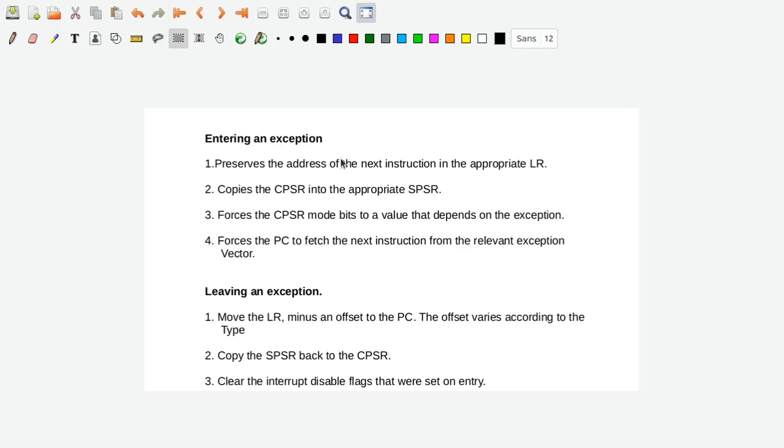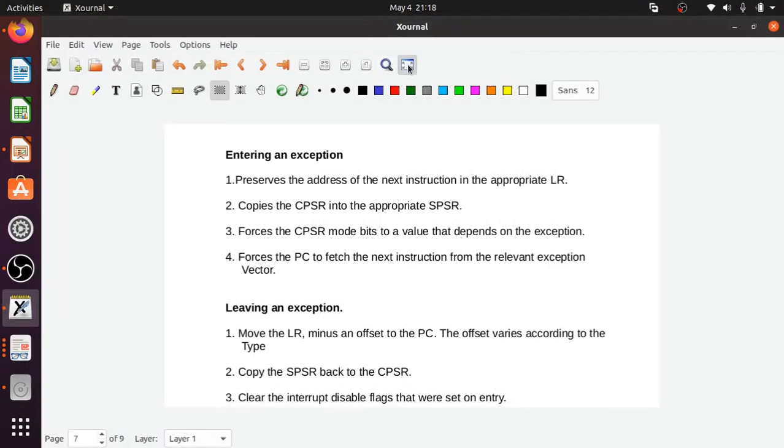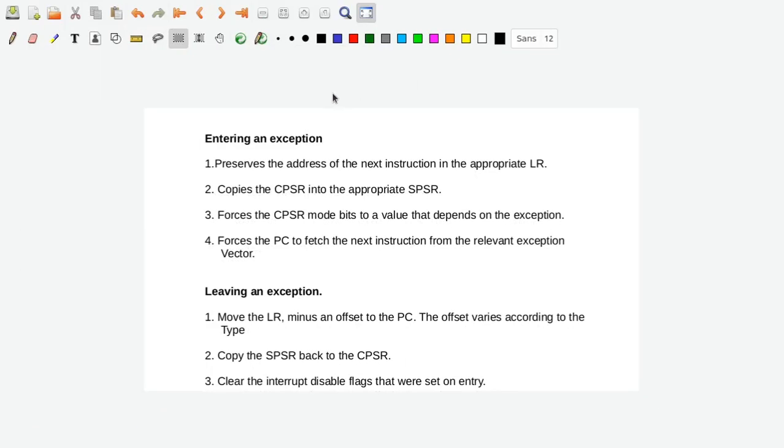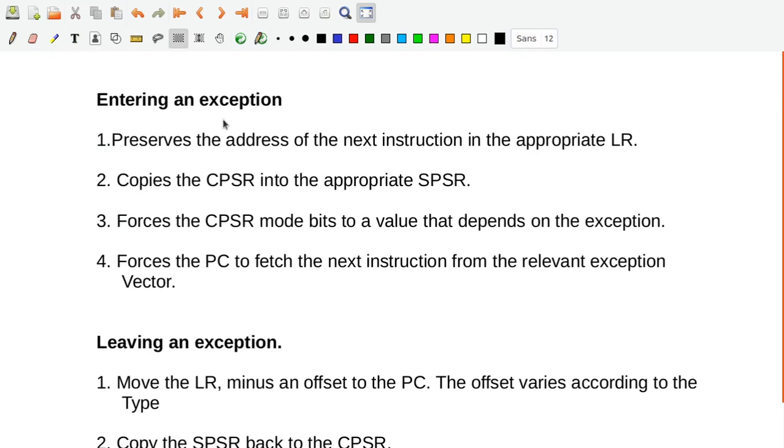In this video we shall discuss what are the various steps that we have to take whenever a process enters into an exception, and also when the process leaves the exception. So what are the various things that we should look into? First step, whenever an exception is raised, it could be any exception: an IRQ exception, an FIQ exception, an undefined exception, or any of the exceptions.